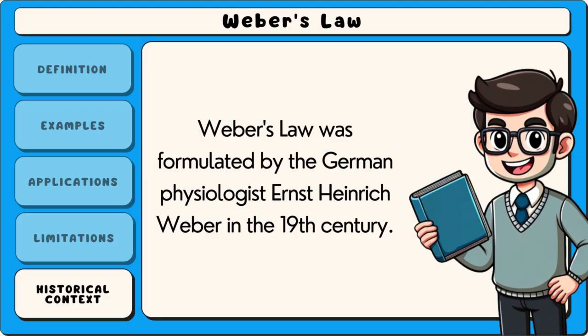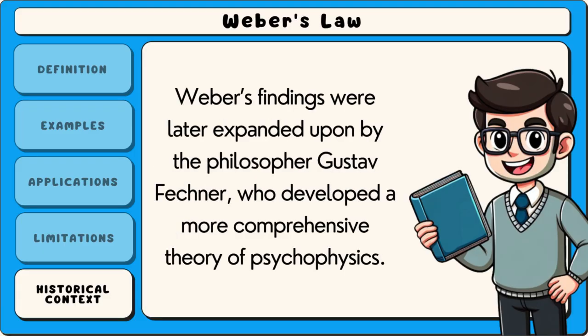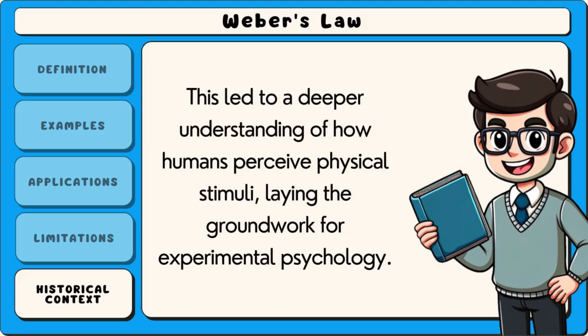Weber's law was formulated by the German physiologist Ernst Heinrich Weber in the 19th century. His work marked one of the early efforts to scientifically study human perception and sensory processing. Weber's findings were later expanded upon by the philosopher Gustav Fechner, who developed a more comprehensive theory of psychophysics. This led to a deeper understanding of how humans perceive physical stimuli, laying the groundwork for experimental psychology.